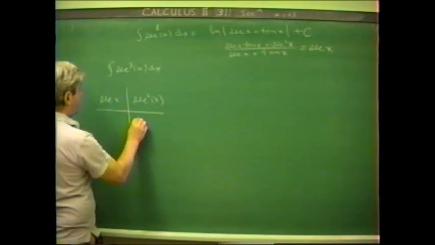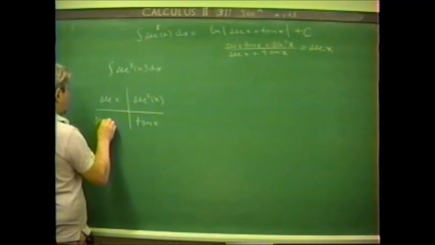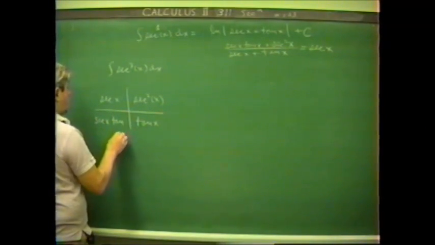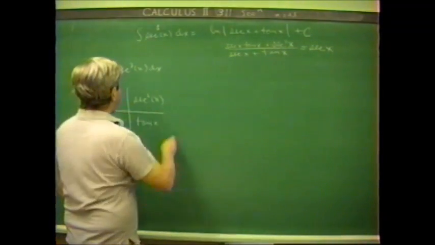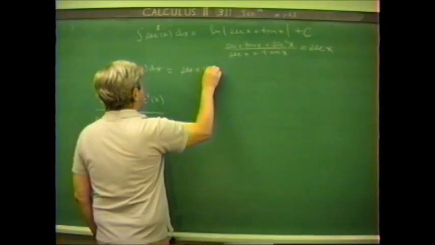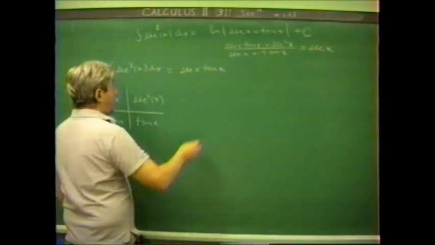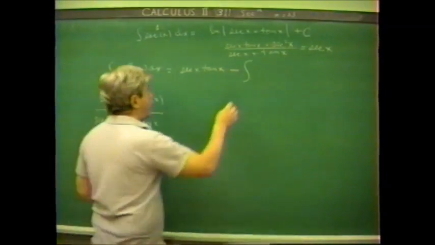The antiderivative of secant squared is, of course, tangent. And the derivative of secant is secant times tangent. So the antiderivative of secant cubed is equal to secant x tangent x minus the antiderivative of the bottom line here, which is secant x times tangent squared.